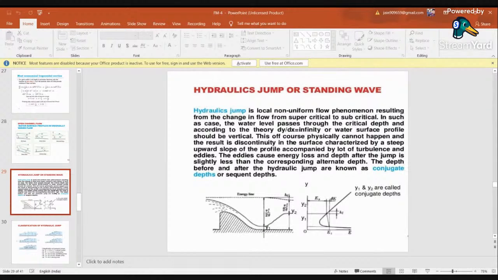Now, other than the critical depth, the two depths are termed conjugate depths or alternate depths. Now, what is the basic use of hydraulic jump?